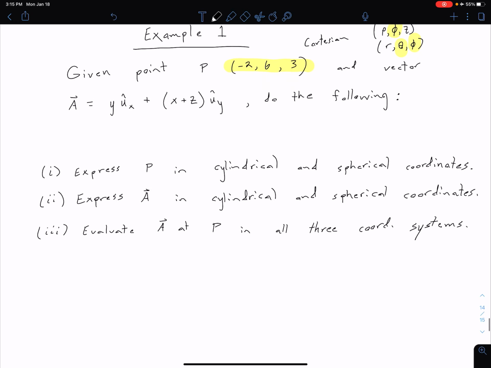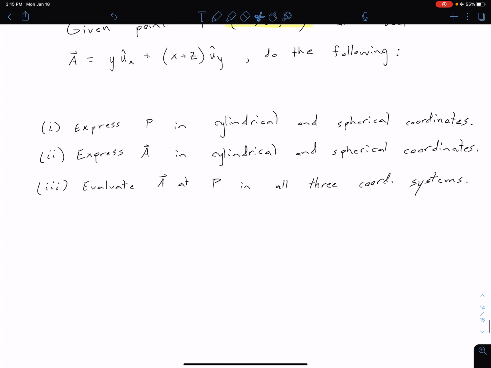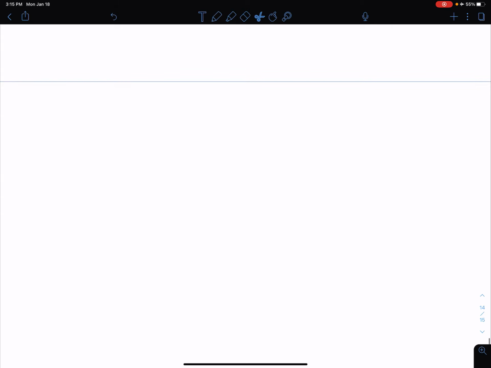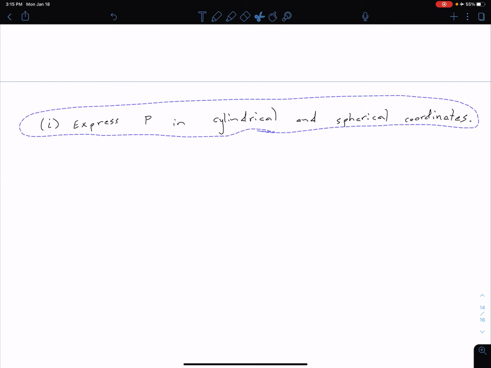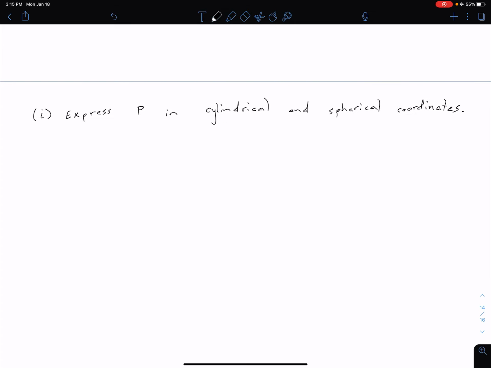We want to express this point P in both cylindrical and spherical coordinates. So let's come down here to the next page and work this first part of the problem. What we're doing with both of these is a point-to-point transformation. Two point-to-point transformations, really. So let's first look at finding our P in cylindrical coordinates. We're just going to use the equations that we talked about in a previous video.